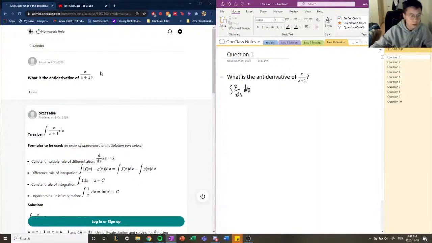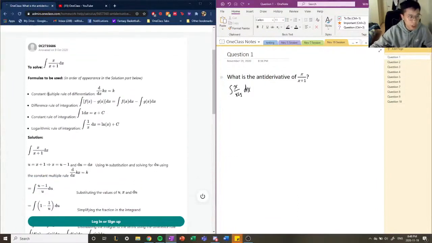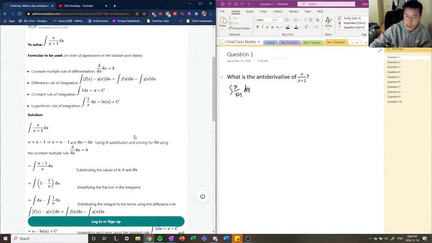So the junior tutor stated the formulas that will be used, okay? They stated that they'll be using the constant multiple rule of differentiation, which states that a constant multiple in front of a variable will be derived like so. The difference rule, so the integral of a function subtracted by a function can be split up into two different integrals. The constant rule of integration would suggest that a constant that's integrated will produce a variable plus another constant, and the logarithmic rule of integration, which states that the integral of 1 over x is equal to ln of x plus a constant.